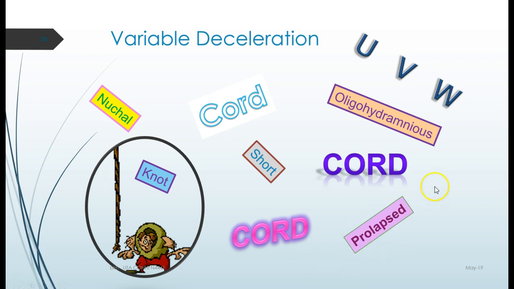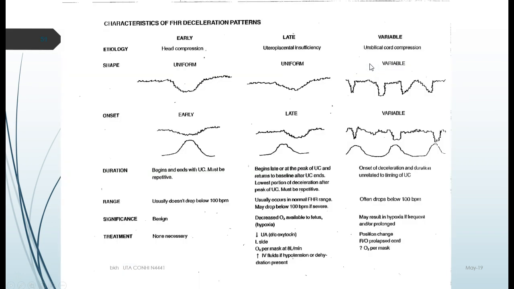We can see this because we have a prolapsed cord, that cord coming down in front of baby's head before the baby is delivered, and it gets compressed by the baby's head. Remember, they can look like a U, a V, or a W. Now I'm going to show you a picture of what these look like side by side.